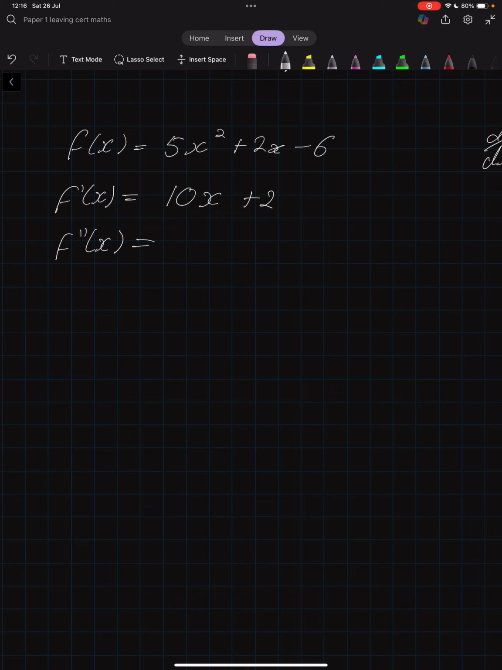Now if I differentiate it again, I'm simply going to be left with 10. So the second derivative of this function is just 10. Not too bad. Now I'm going to be looking at increasing and decreasing functions. They can ask you for what values a function is increasing and decreasing.